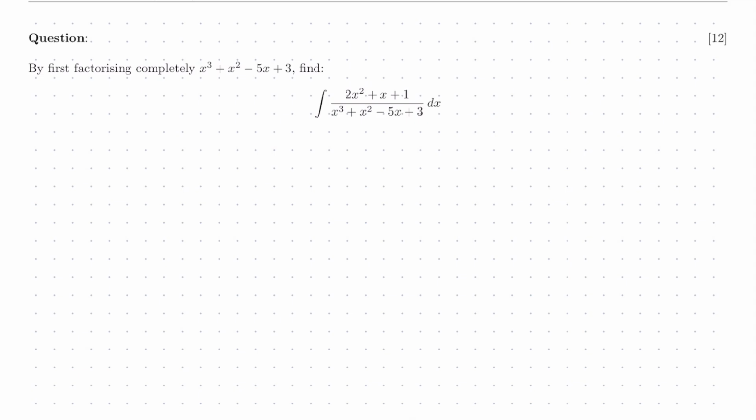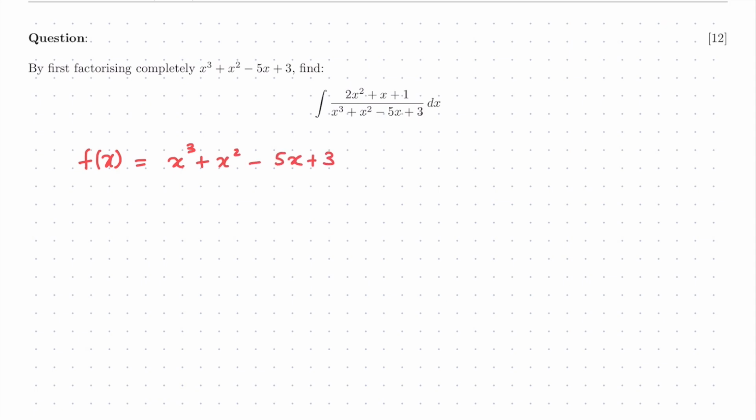Okay, here is the question we have. By first factorizing completely x cubed plus x squared minus 5x plus 3, find this integral. So let's focus on this integral later. For now, let's just factorize this cubic. So let's call f of x equal to this cubic, x cubed plus x squared minus 5x plus 3.